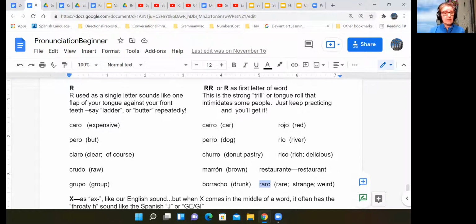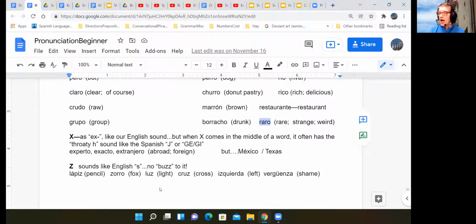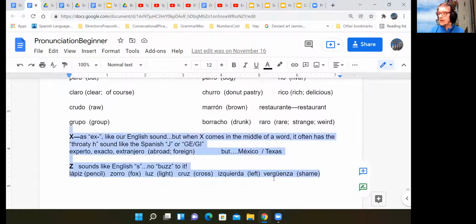Okay. Sí, preguntas. Any questions with these? And it's like, it's paciencia. It's practice and patience with this R. Okay. Just two little quick things about these last two letters, and then we're going to move on.